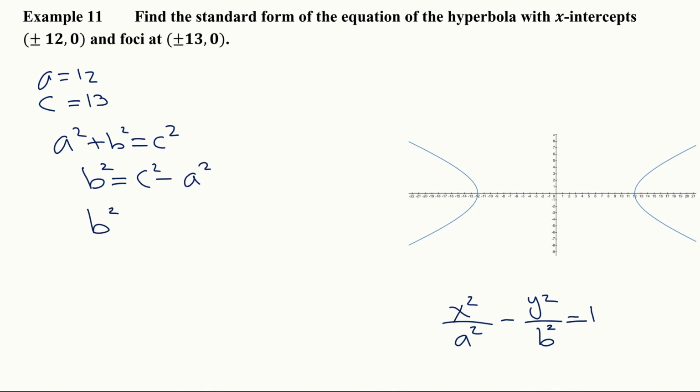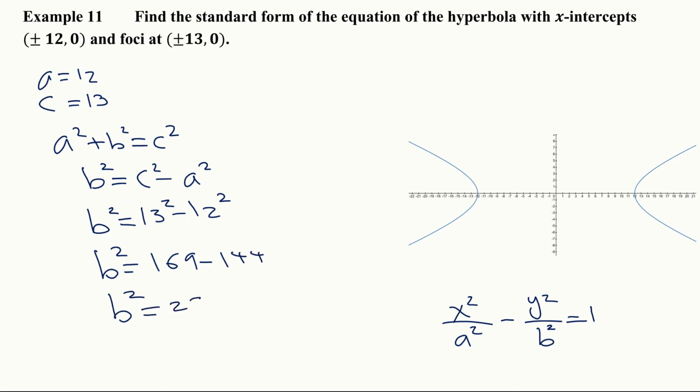So b squared is going to be 13 squared minus a squared, which is 12 squared. So b squared equals 169 minus 144. So b squared equals 25, and b is going to be plus or minus 5, or just 5 if I want the length, but I don't even need it because I'm ready to write the equation once I have b squared.